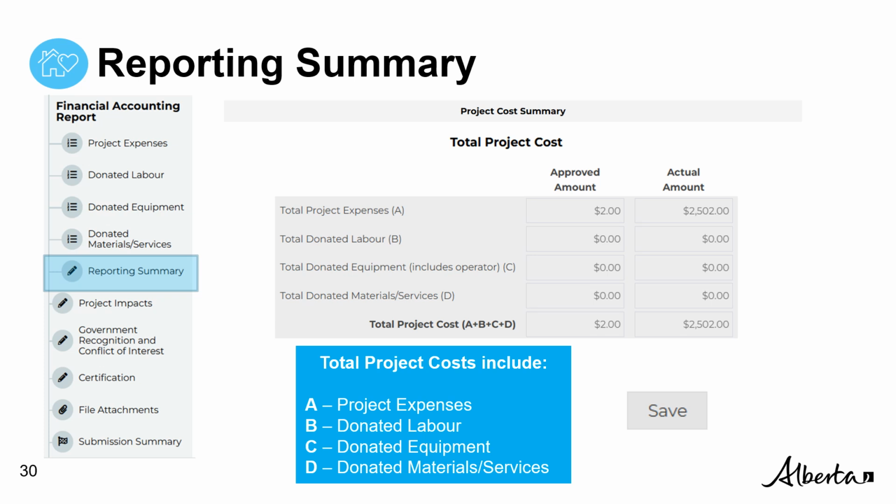The first is the approved amount column, which is defined as the approved budgeted eligible total project costs. The second is the actual amount column, which is defined as the actual total project costs reported in the financial accounting report sections. Use the left-hand menu to access the details for each of the total project cost components. Once you have completed the sections below, scroll to the bottom of the page and click the Save button. This will automatically calculate the total.